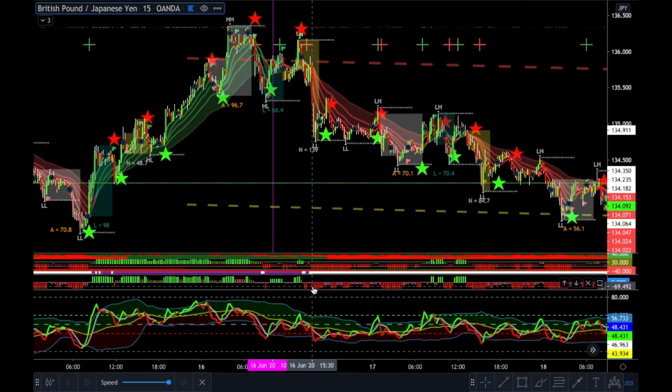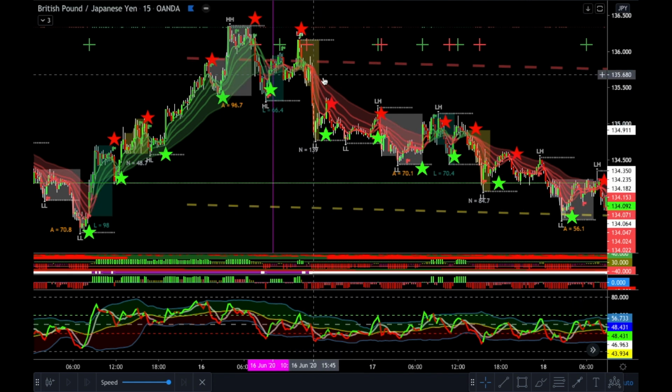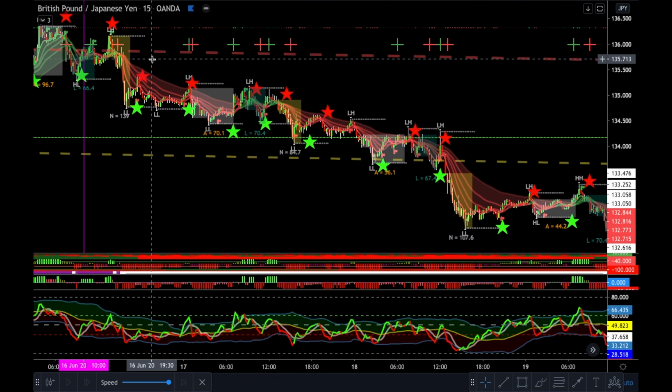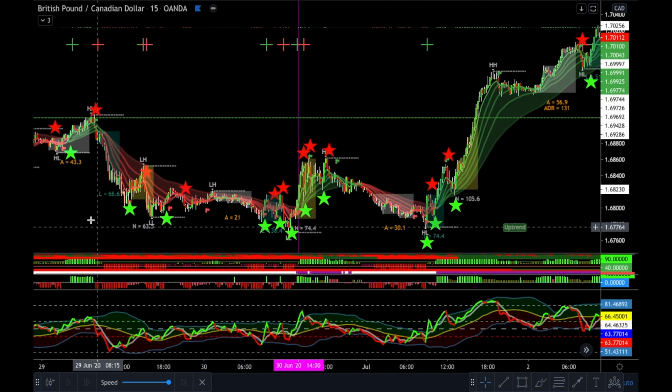I had momentum in my favor, which was red. I had the trend in my favor. I had a crossover. Crossover was below the 50 on the TDI here. I would have been able to enter here. I would have been able to hold the whole trade going all the way down here. GBP CAD, same thing. Remember, zoom out.